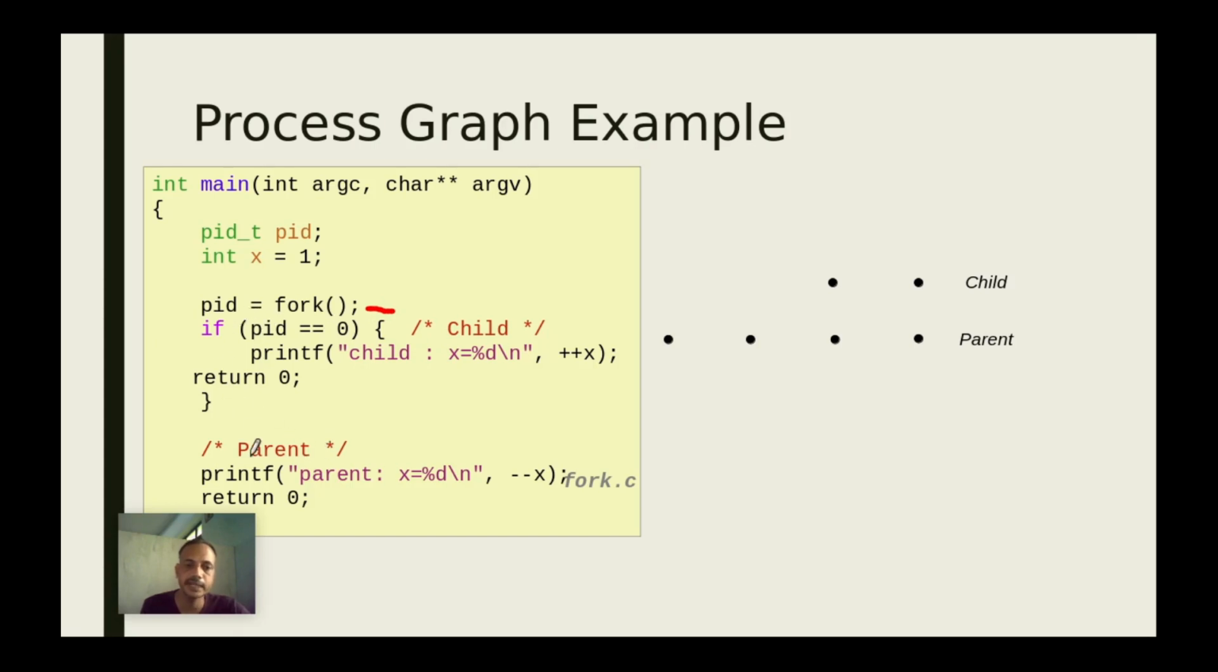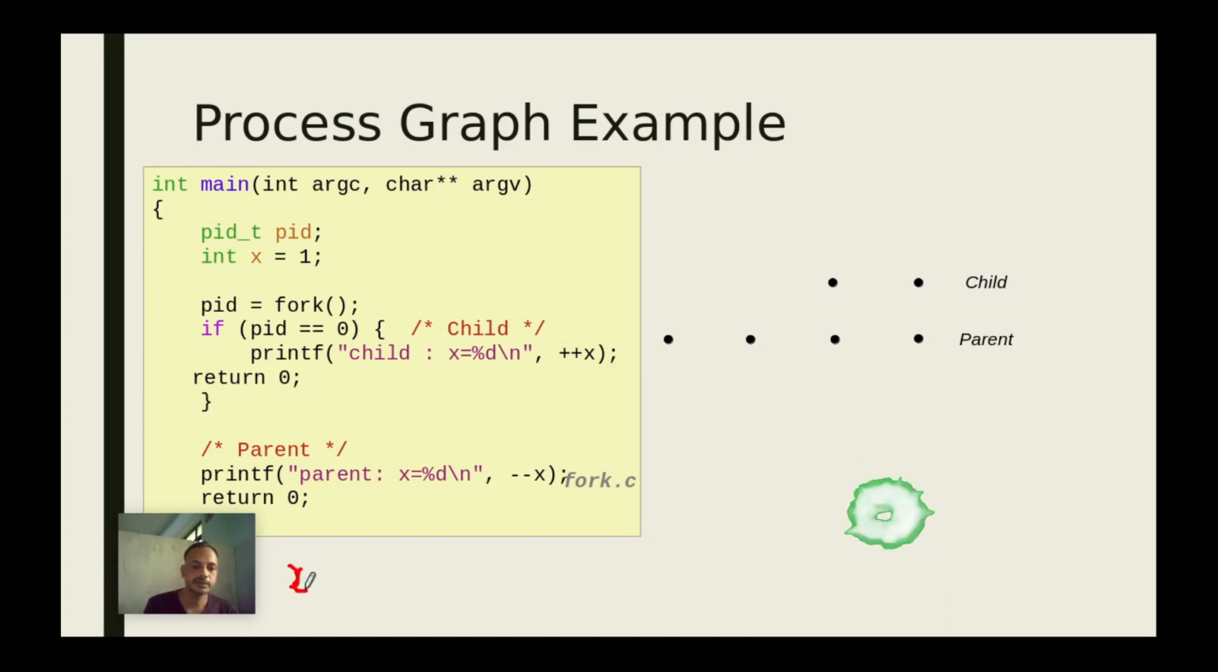So for separation of the parent and child, what is done here? If PID equals to 0, that is, if return value of fork system call is 0, that means it is a child process. And if return value is greater than 0, that means it is a parent process. So child process is incrementing a value of x and printing it. Similarly, parent process is decrementing the value of x and printing it.